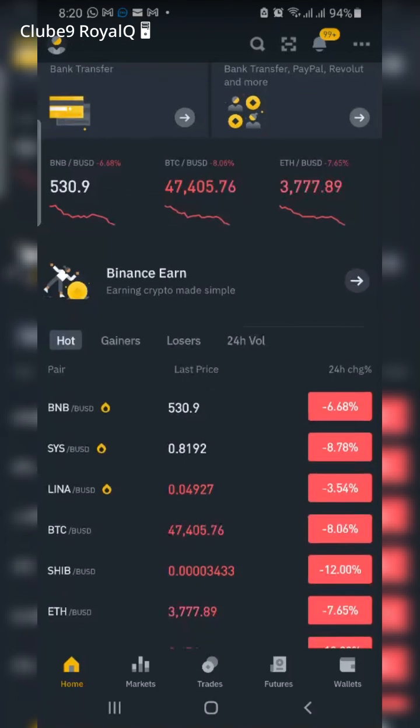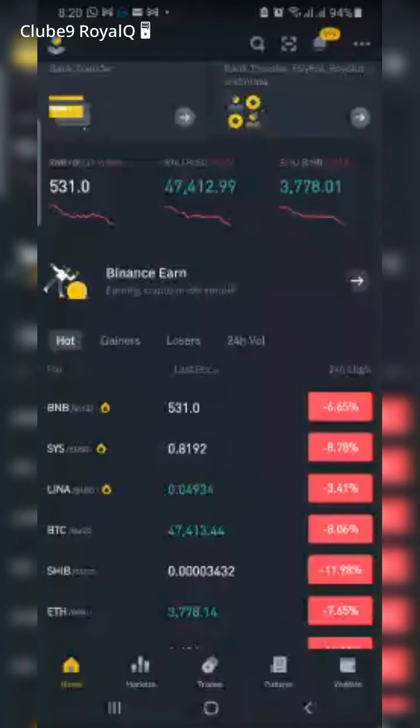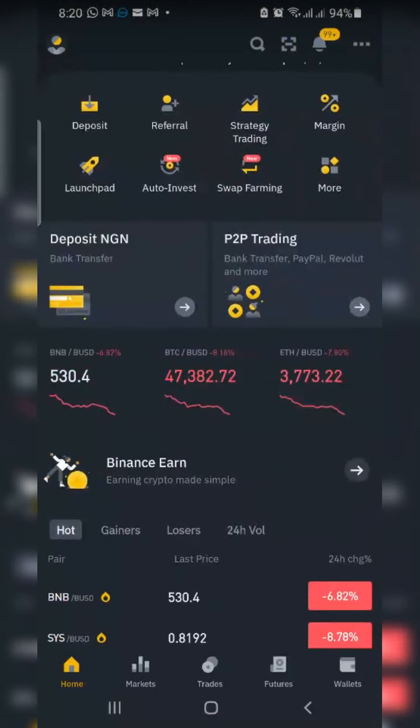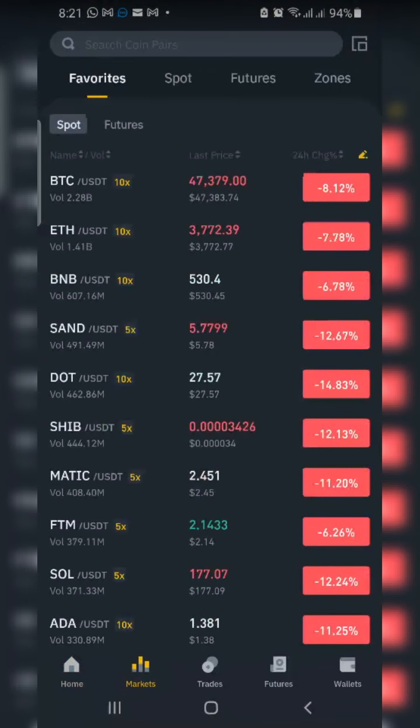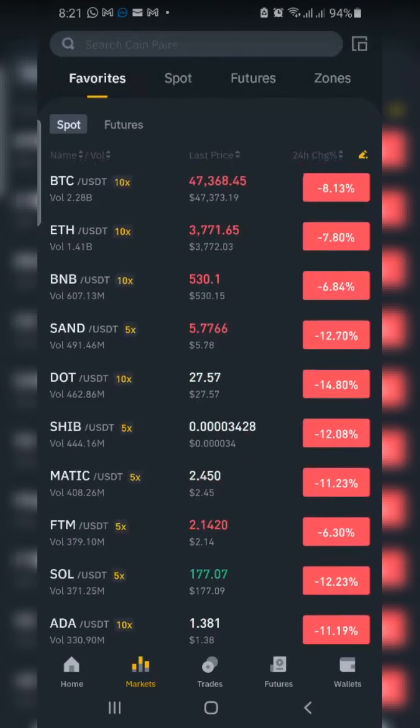So when we're talking about the market, what market are we really talking about? We're talking about different crypto coins, right? And we have different pairs as well. But the pair that ROYALQ is trading on is USDT. Understand this, USDT. Then we can see a lot of coins in the market. Already inside Binance, we have more than 30,000 coins listed.